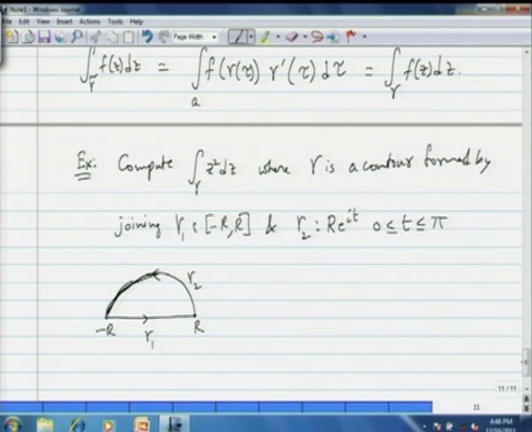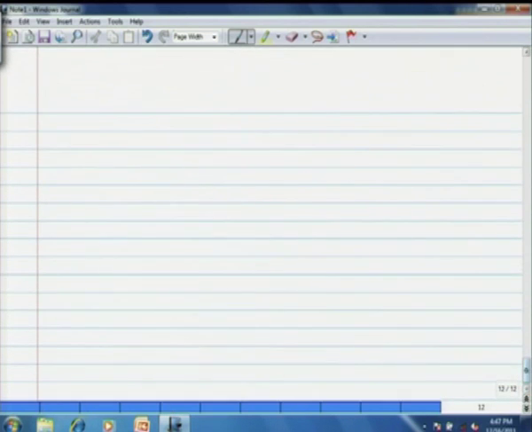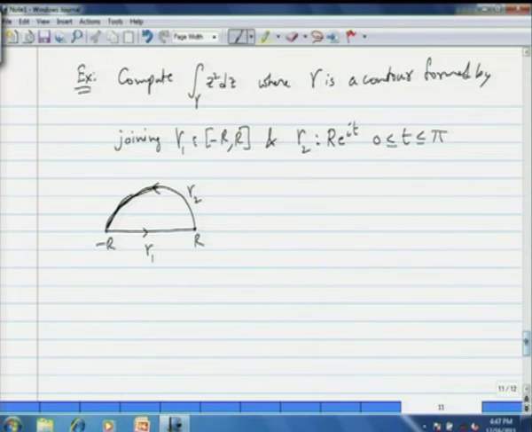It can be parameterized in any way you please, owing to property 3 of the lemma above. Because any smooth way you parameterize gamma 1 is going to give you the same result. Okay. So, the contour integration over gamma of z squared dz.